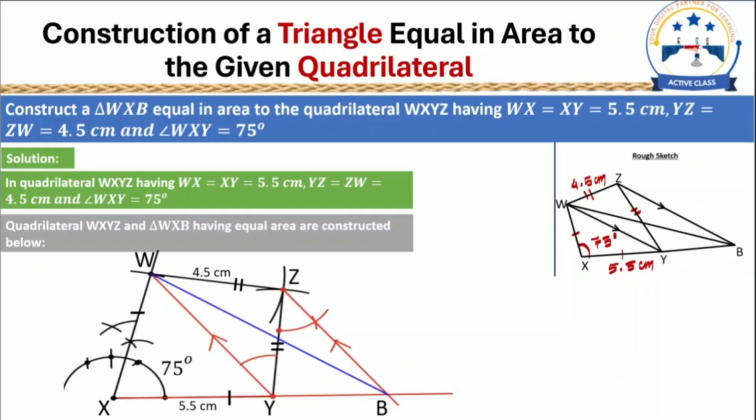If you are doing it in your notebook, then of course you have reached this level, right? You have the rough sketch on the right side, the solution and all the given information, then the constructed triangle and quadrilateral. Finally, write the conclusion: area of quadrilateral WXYZ equals area of triangle WXB. We are done with the construction.